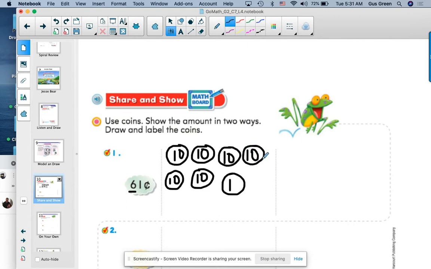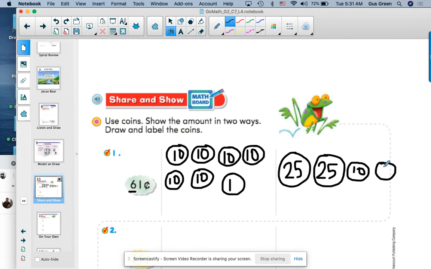Now you could trade one of these coins for 2 nickels. You could trade 2 of them for 4 nickels, and you'd still have the same amount, and you'll have to draw it over here. I'm going to do something a little bit different. I'm going to do 2 bigger circles and make them quarters. So 25 and 25 gives me 50. I'll need a dime to get up to 60, and then just 1 penny to get to 61. I could do my running total right underneath there to double check my work.